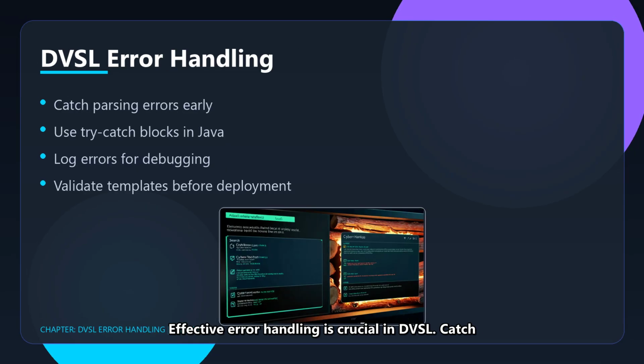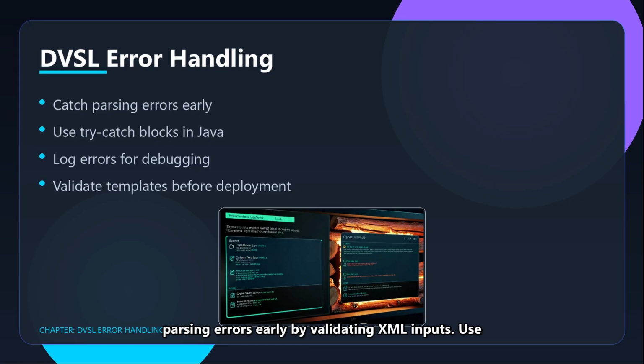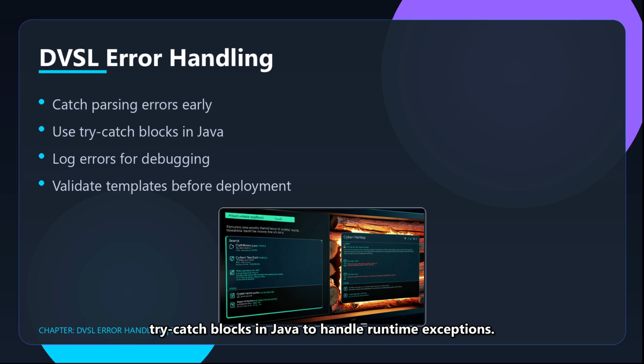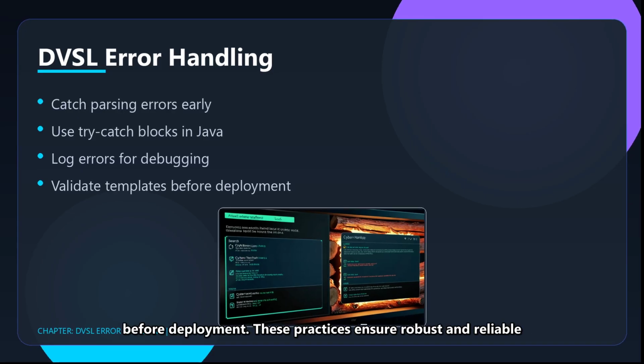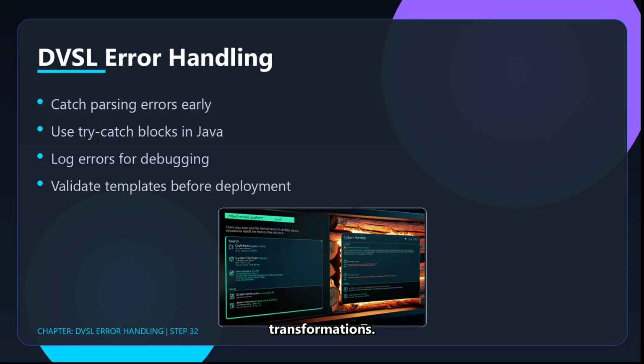Effective error handling is crucial in DVSL. Catch parsing errors early by validating XML inputs. Use try-catch blocks in Java to handle runtime exceptions. Log errors to aid debugging and validate templates before deployment. These practices ensure robust and reliable transformations.